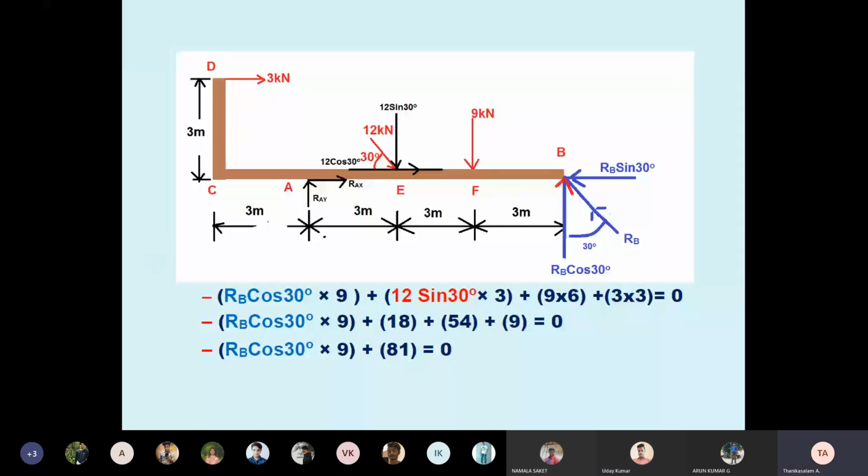RAY, sir. And RB cos 30 degrees, sir. Why? What is the condition for not giving moment?